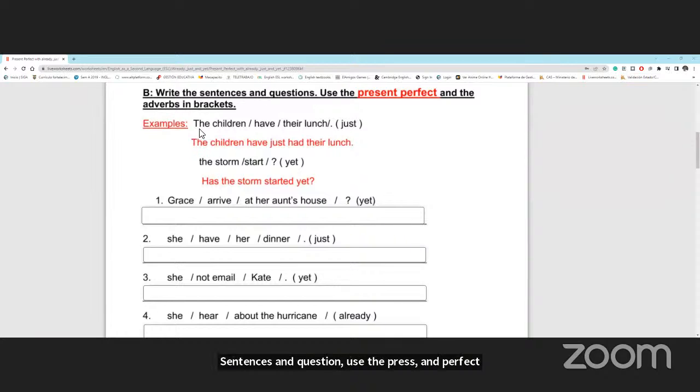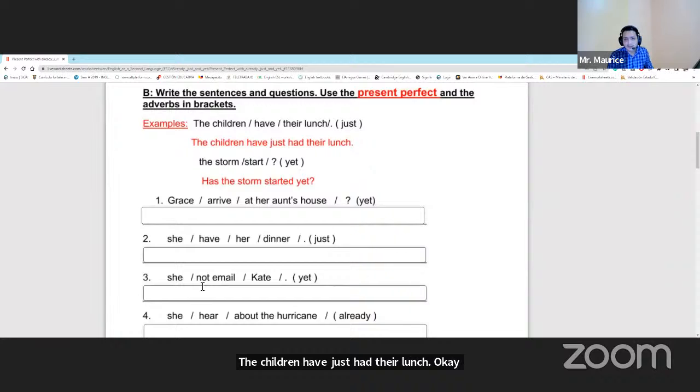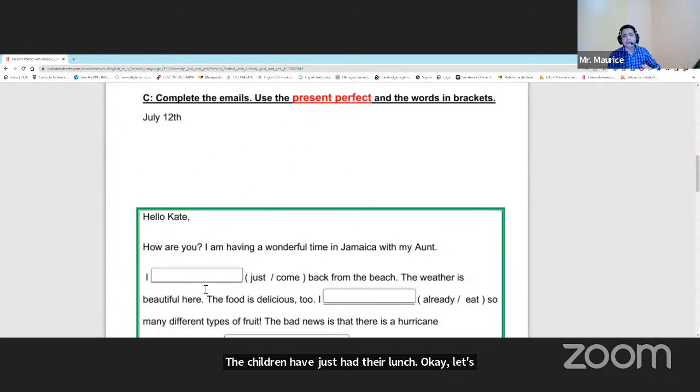For example, the children have their lunch. Esto incluye la palabra just. The children have just had their lunch. Okay? Let's move on to the letter C.